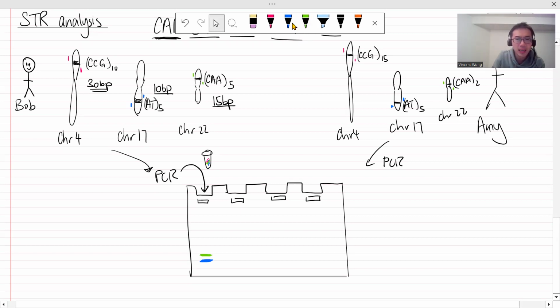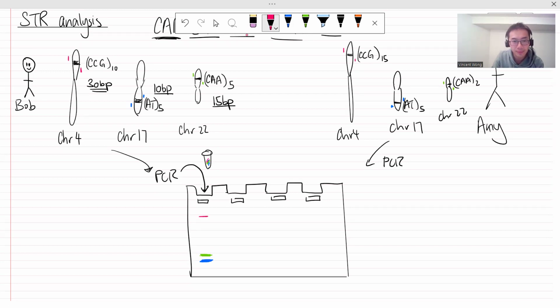And then for the last one here, 30 base pair. That's really high up, like that. Okay. So Bob is going to get 3 bands.